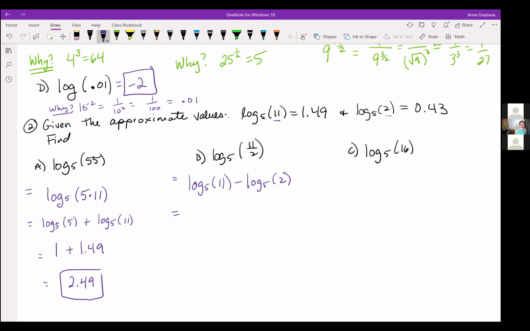That's going to be 1.49 minus 0.43. And yeah, you guys got it. So this is 1.06. Nice job. All right, now what about C? How can we rewrite 16 using either 11 or 2? Any ideas?